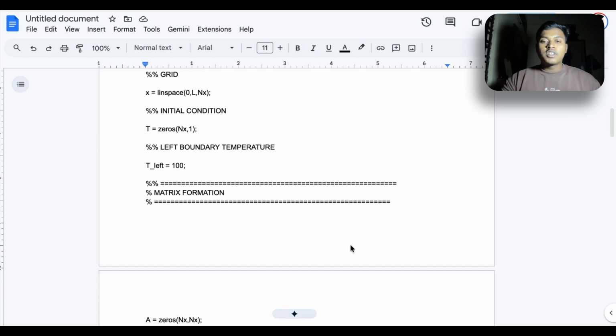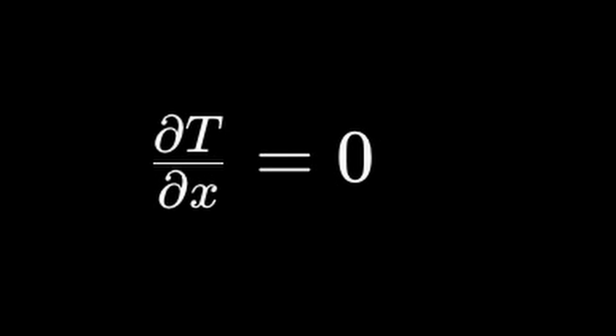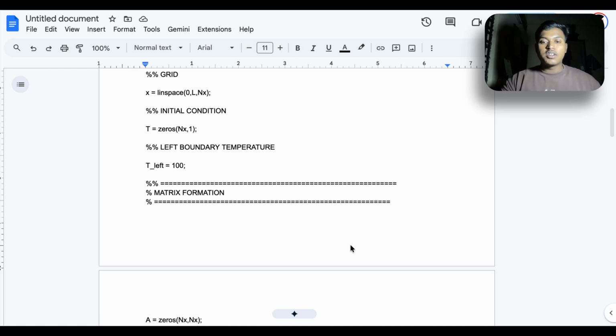Now I will explain the boundary conditions used in this problem. At the left boundary, the temperature is fixed at 100 degrees Celsius. This is called a Dirichlet boundary condition. At the right boundary, the rod is insulated. Therefore, the temperature gradient becomes 0, that is, del T by del x equal to 0. This insulated boundary condition is implemented numerically by assuming the temperature at the last node is equal to the temperature at the previous node.